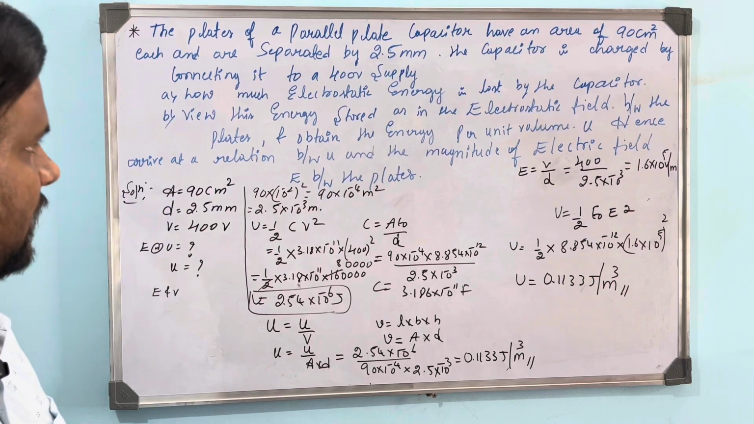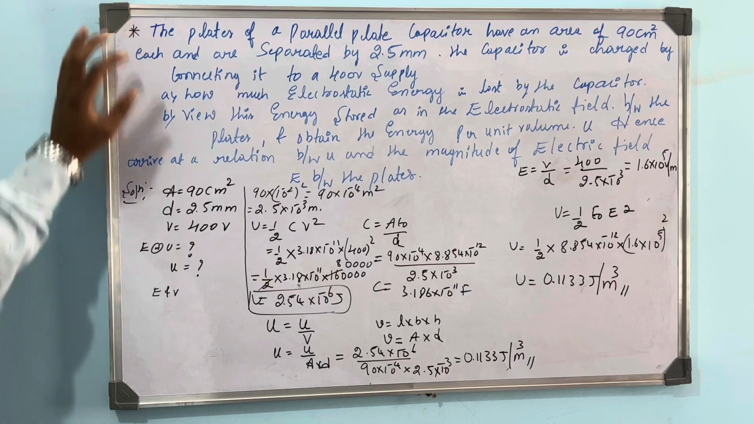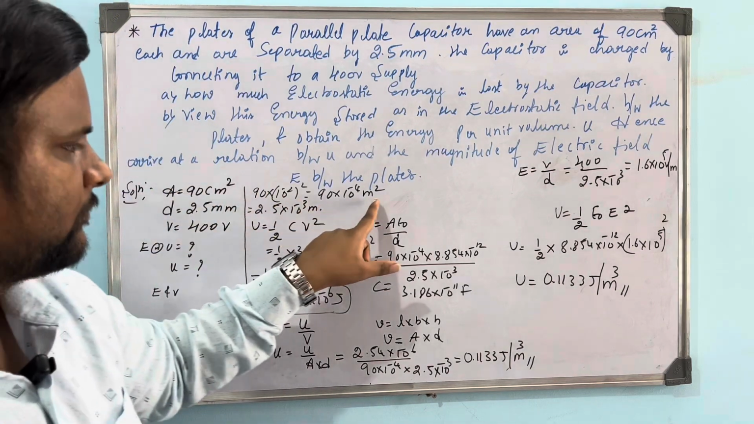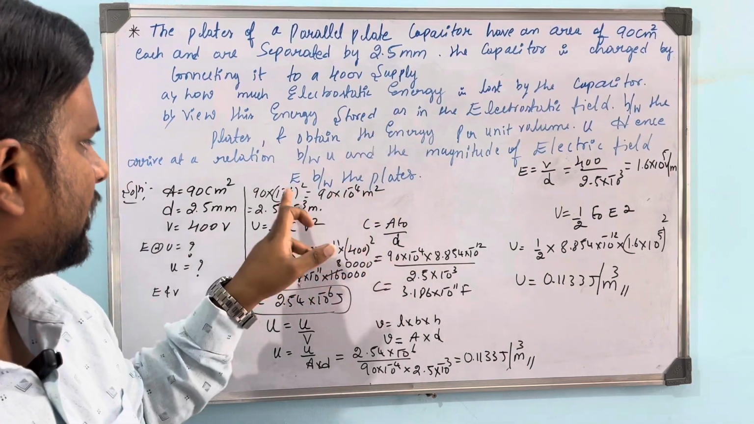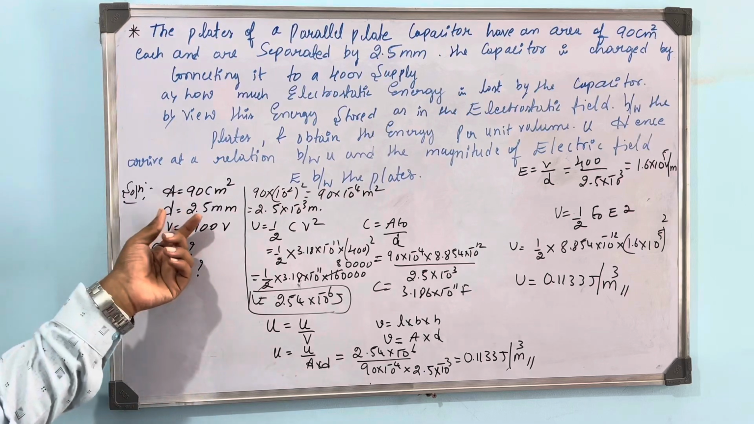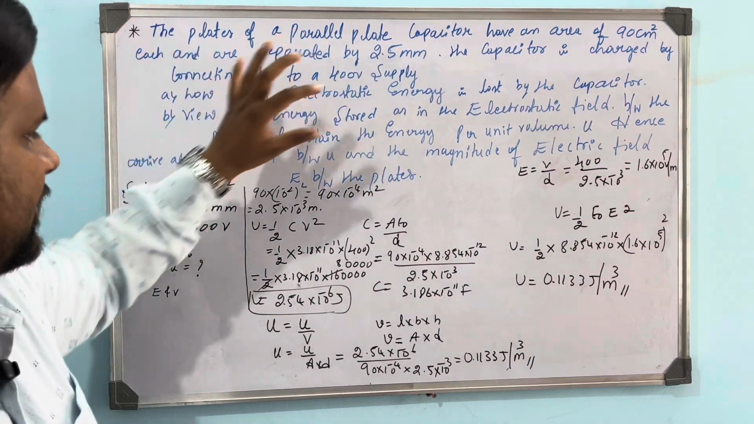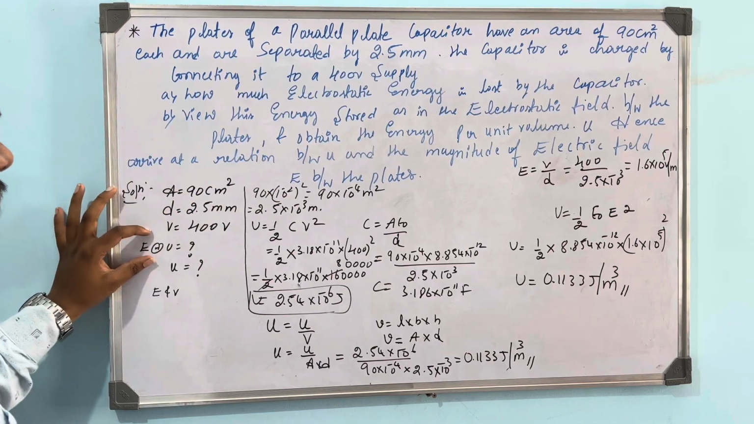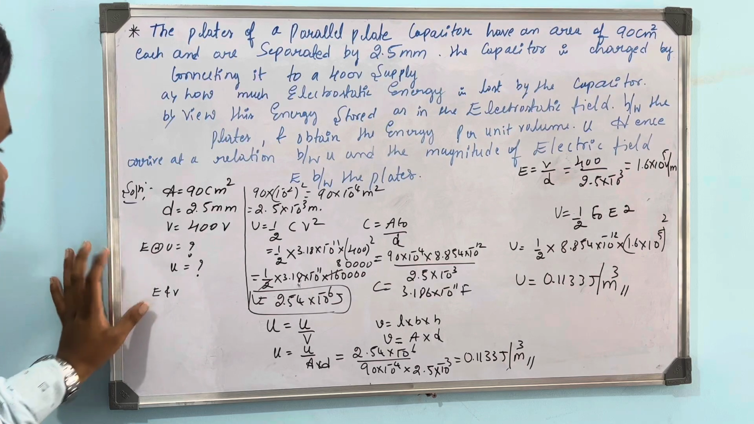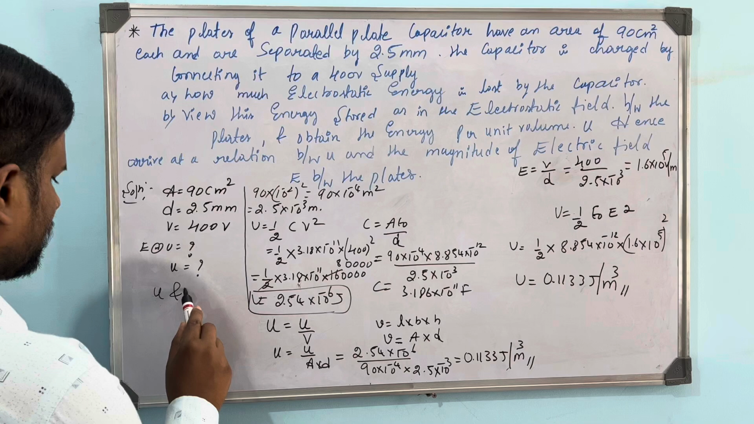Okay, see, I will explain once again. Initially they gave the area value, which is 90 centimeter square, but this should be in meter square, so I multiply it by 10 power minus 2, whole square. Next, the distance value and voltage value are given, and I need to calculate the electrostatic energy, the energy density, and the relation between the magnitude of U and E.